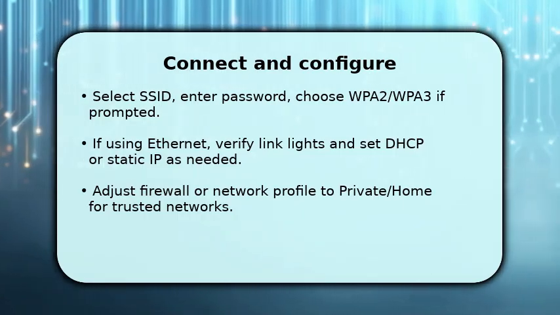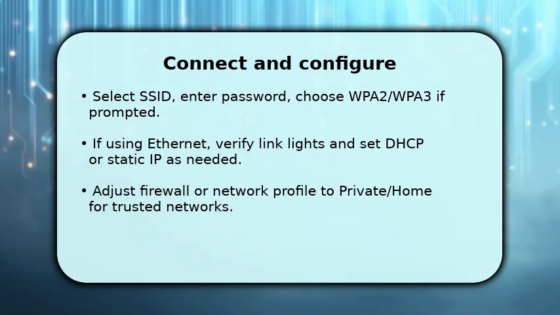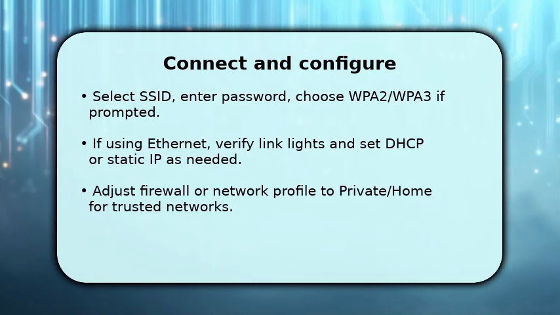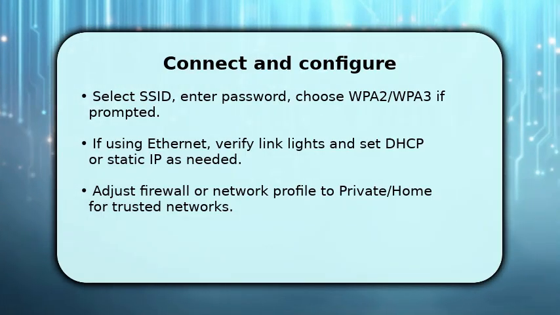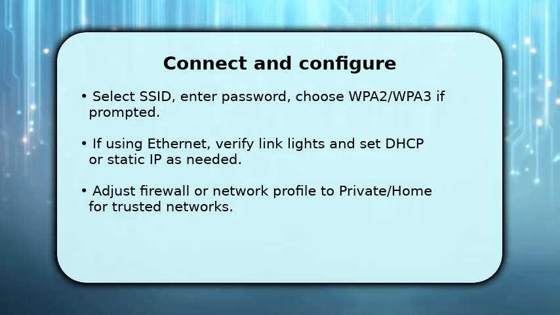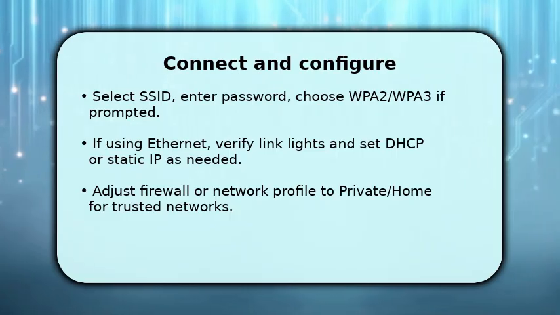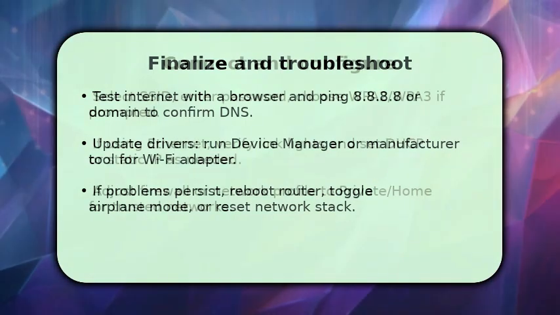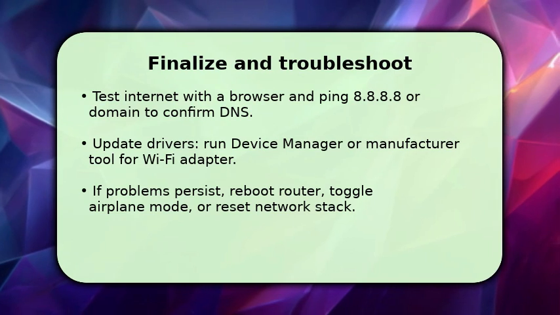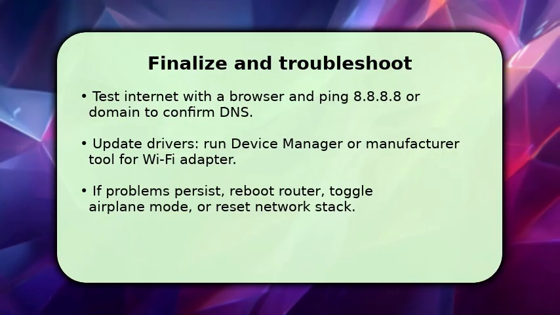If the laptop uses Ethernet, check the router link lights and confirm the adapter gets an IP via DHCP. Otherwise, set a static IP, gateway, and DNS. After the link is up, make sure the OS network profile is set to private or home for trusted sharing. This avoids blocked services. Finish by testing connectivity in a browser and running a ping to 8.8.8.8 and a domain name to check both reachability and DNS resolution.